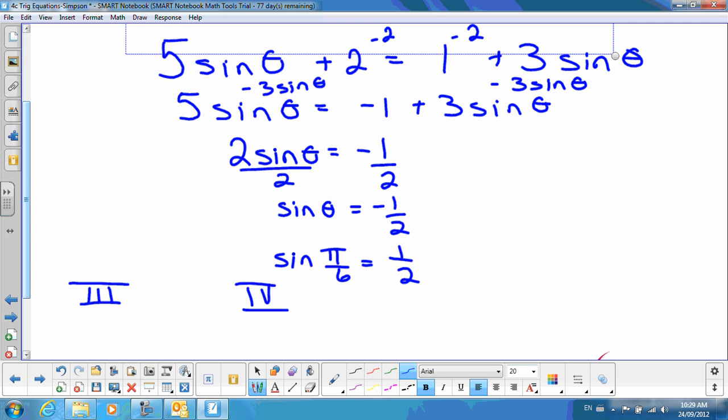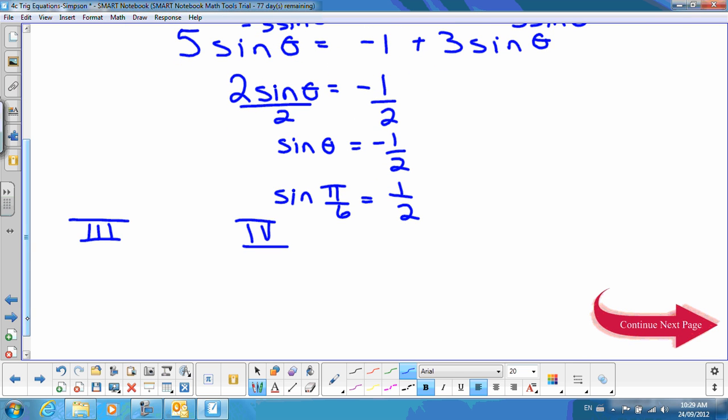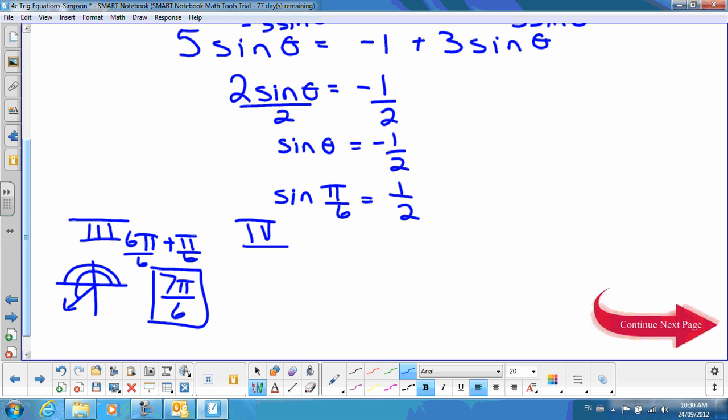So in quadrant 3, we're looking for an angle that's down here. So we want to come this far, which is pi plus pi over 6. To add those two, we need a common denominator, so I can make this 6 pi over 6. And we end up with 7 pi over 6 as one possible answer.